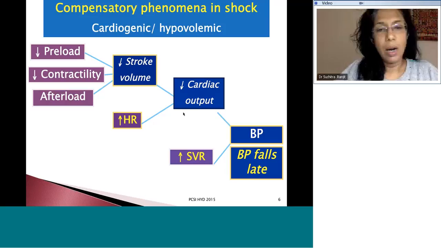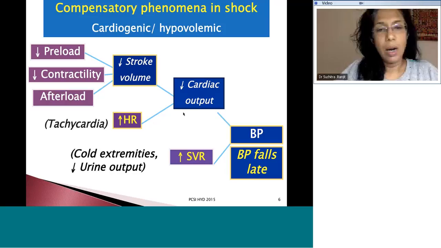But when you examine the patient, you find a patient with blood pressure normal, but evidence of compensation in terms of increased heart rate, a child will be quite tachycardic, and the extremities will be cold with decreased urine output, which is a manifestation of increased systemic vascular resistance. So do you think these compensatory mechanisms, which may for a short time maintain blood pressure, are very useful for a heart that's failing?